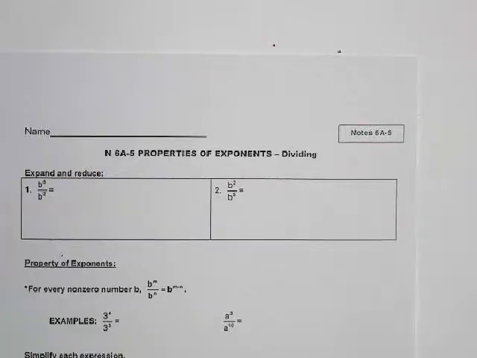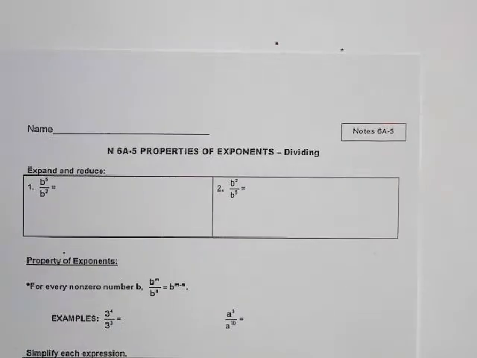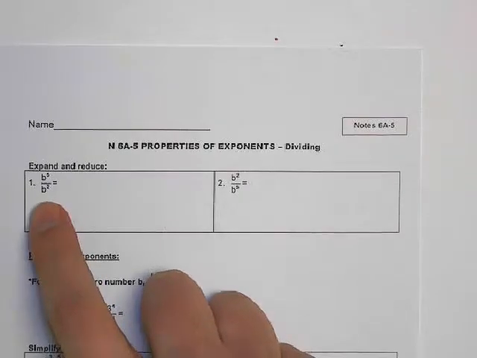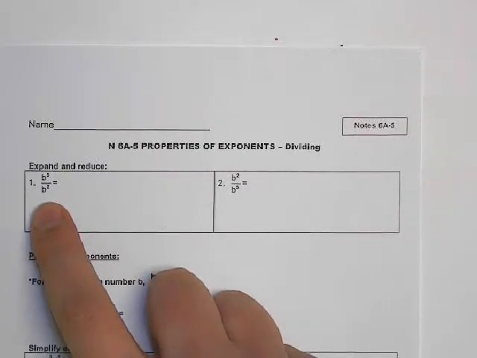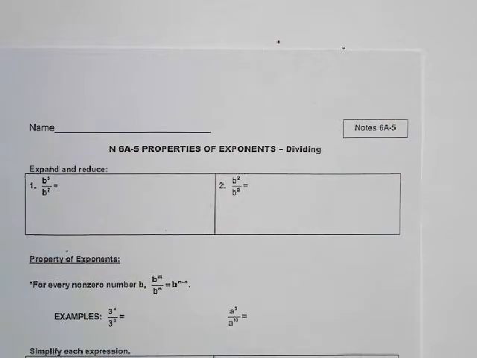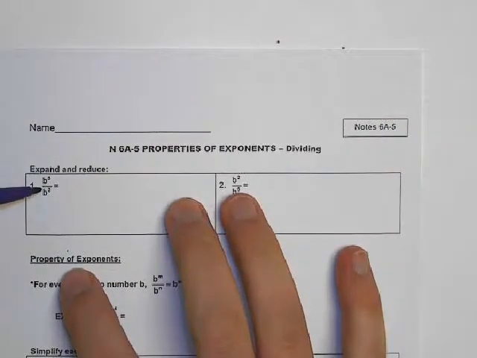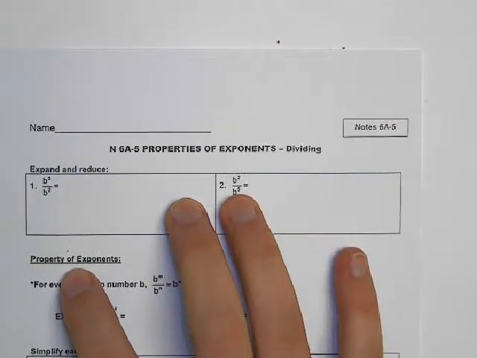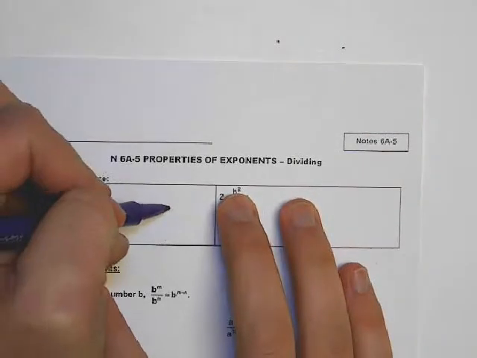Okay, note 6A-5, properties of exponents, and now we are going to divide. It's very similar to multiplying, but because we're dividing, it's a little bit different, though it's the same process. So what we're going to do first is expand. Now, when you see the fraction bar like this, what does that really mean? Division. We're going to be dividing. So I want you to draw a really big fraction bar here.